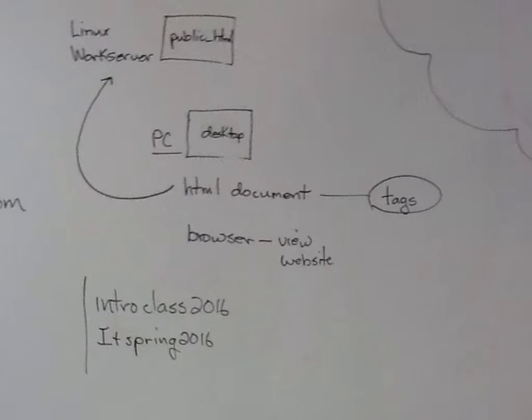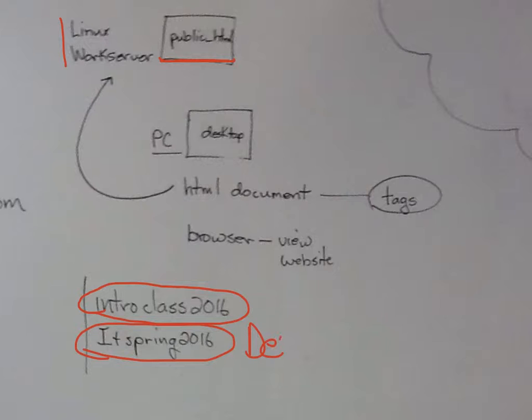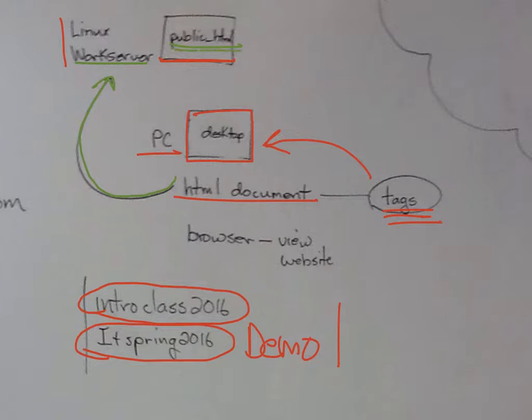A few particulars now. We have a Linux work server that the students have access to. We created this student with this password, and we used that as a demo in class, and each of the students used their own. Okay, so on the PC, we created an HTML document with tags, and then we saved that to the desktop. Then we took that from the desktop and we uploaded it to the work server into the public HTML directory.